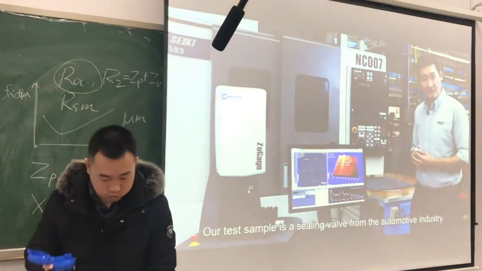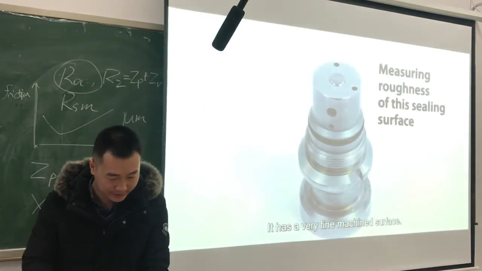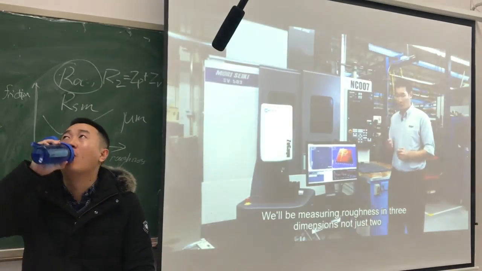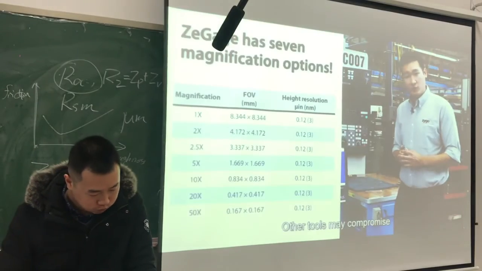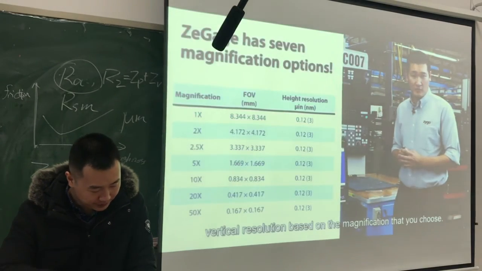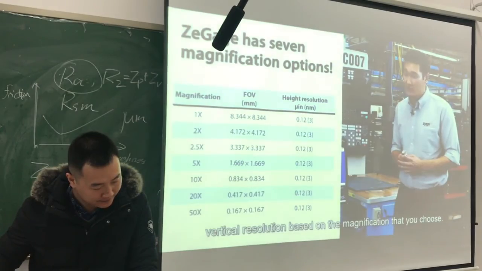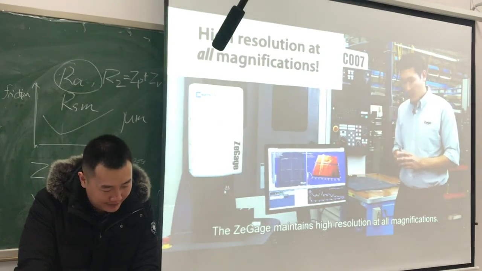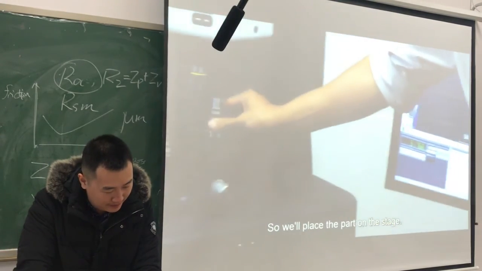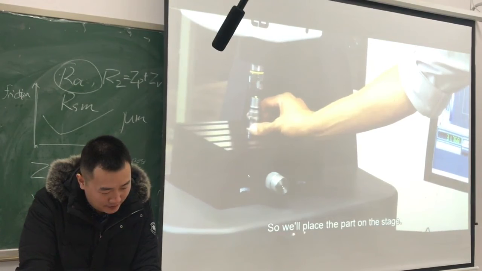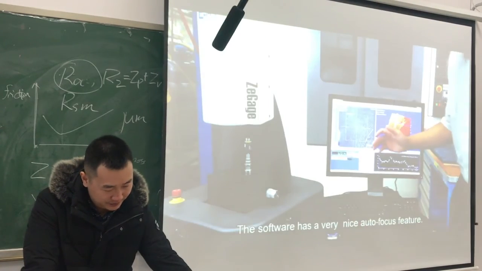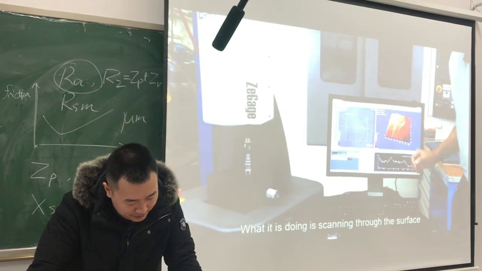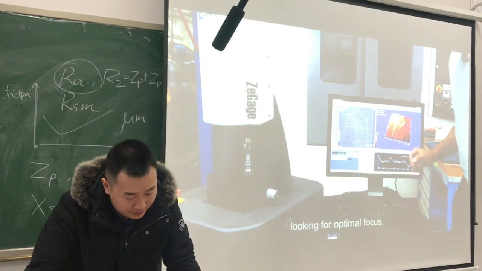Our test sample is a sealing valve from the automotive industry. It's got a very fine machined surface. We'll be measuring roughness in 3 dimensions, not just 2, unlike a stylus profiler. Other tools may compromise vertical resolution based on the magnification that you choose. The Z-Gauge maintains high resolution at all magnifications. So we'll place the part on the stage. The software has a very nice autofocus feature. What it's doing is scanning through the surface looking for optimal focus. Once we have that, we're ready to take a measurement.